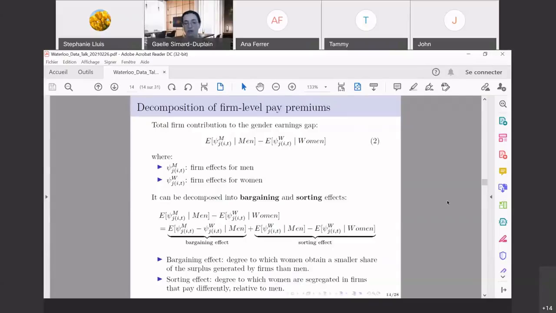So again, just to reiterate a little bit, we're going to have a total firm contribution that is going to be a portion of our total earnings gap. And we're going to decompose that into an effect that represents how men and women sort into different firms, right? When I say different firms, I mean in terms of firm premiums. And then, conditional on which firm they're in, whether or not they're able to share in the surplus.